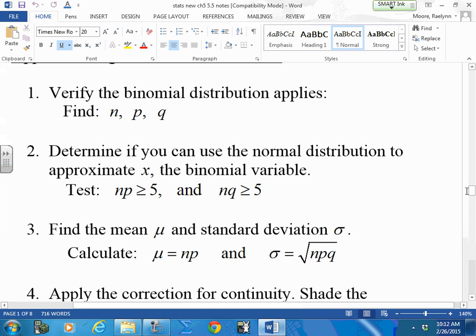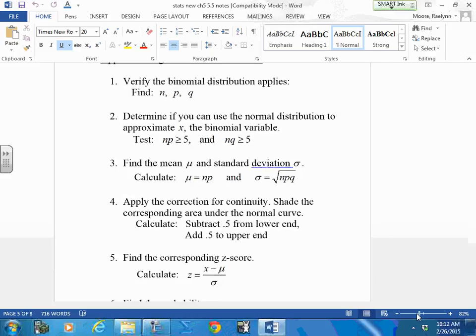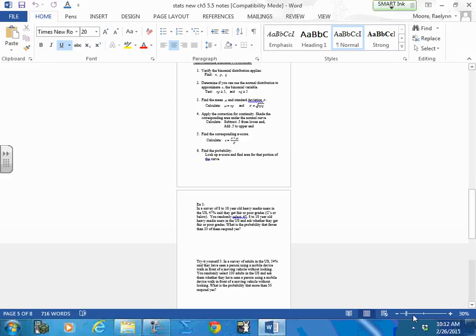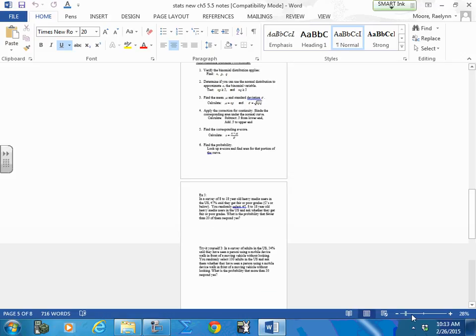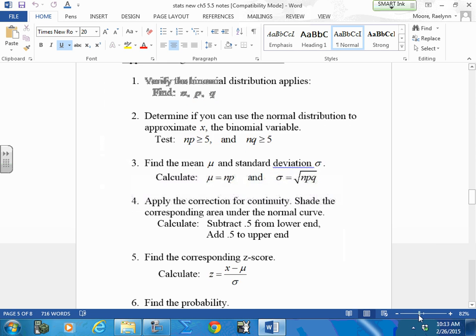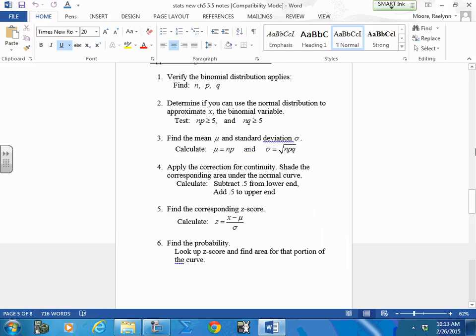So let's sneak down to here. I'm going to have to shrink this down a little bit here. It's too little. Way too little. Okay.